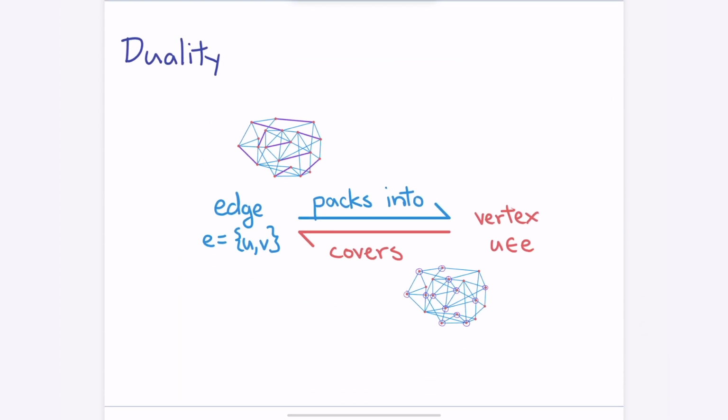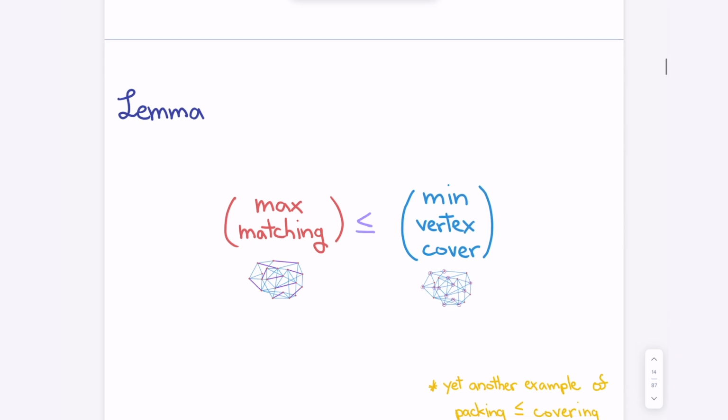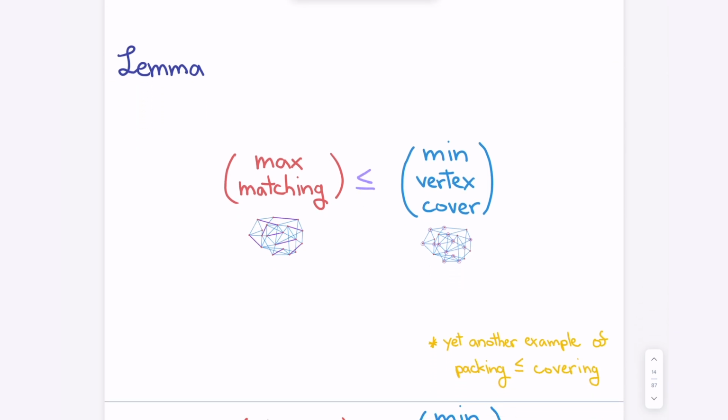Okay, good. All right, so we have some duality here. The edges are being packed into vertices. The vertices are covering the edges. So that means you're going to get weak duality for free. Okay, I'll go through the proof, but it's going to be just like all the other duality proofs we've done before.